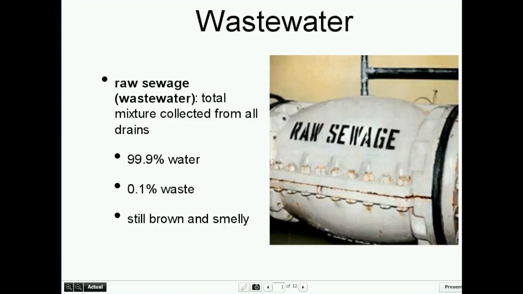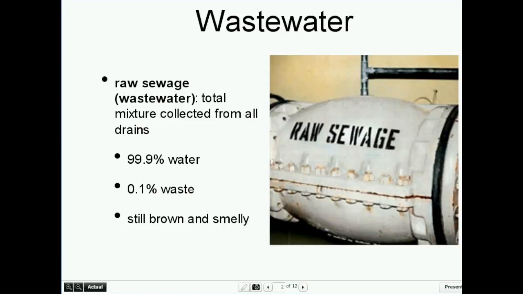But if you've never been to a wastewater treatment plant, I highly recommend that you check one out. It is very, very smelly. And the water is brown and chunky and stuff. So even though it's 99.9% water and only 0.1% waste, it's still really gross. I went during the summer. It was very, very hot. I don't know that I would recommend doing that because it was really smelly.